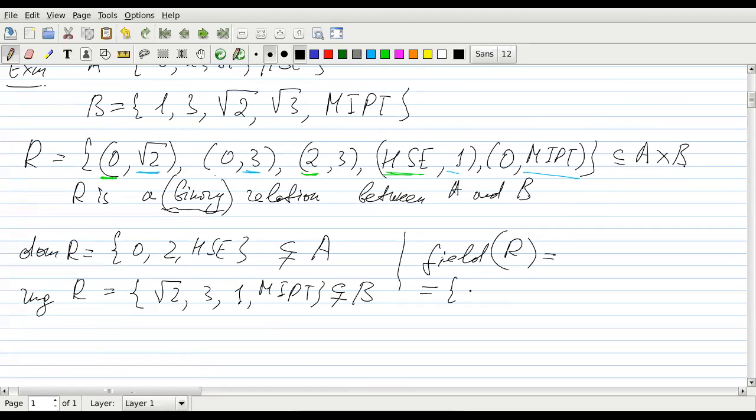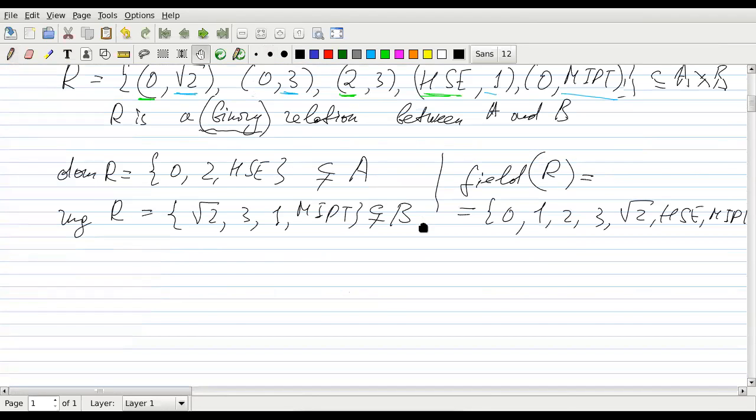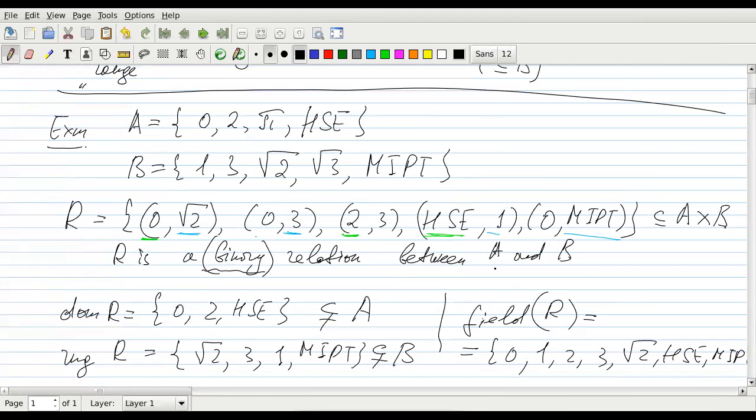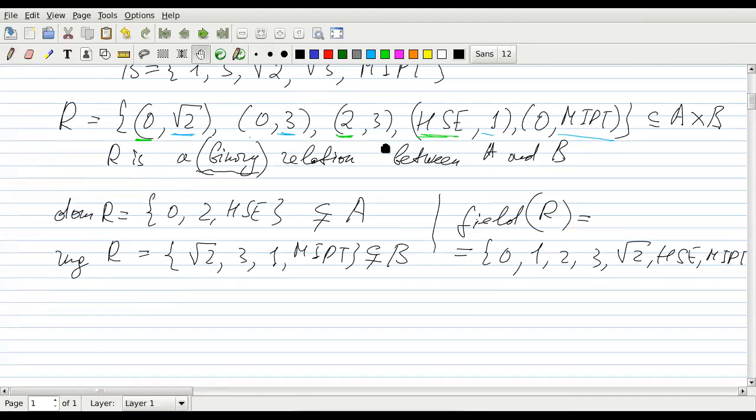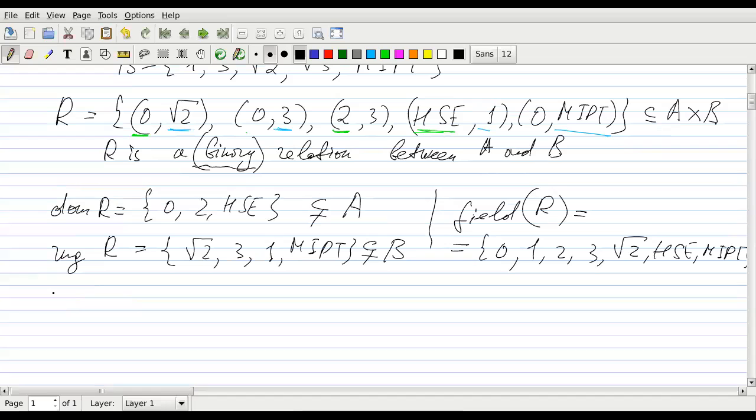So please, help me. Okay, it's 0, 1, 2, 3, square root of 2, HSE, and MIPT. Okay, that's it. For every finite relation, we may draw a diagram of it. What is a diagram? Of course, formally, a diagram is almost the same as the relation itself.